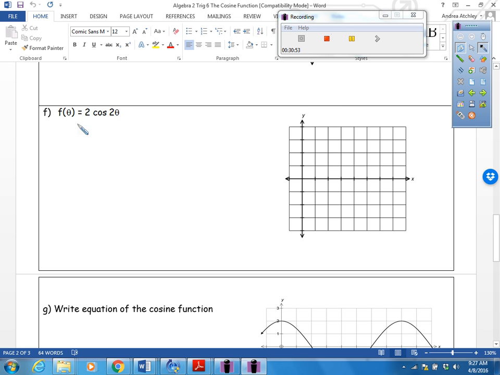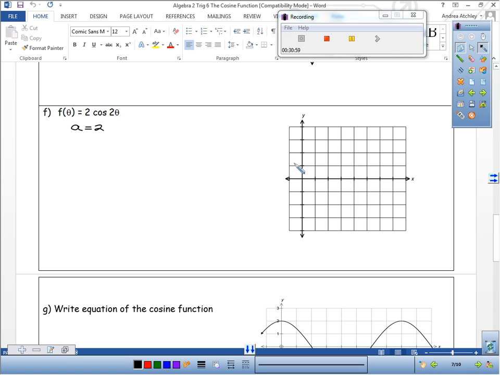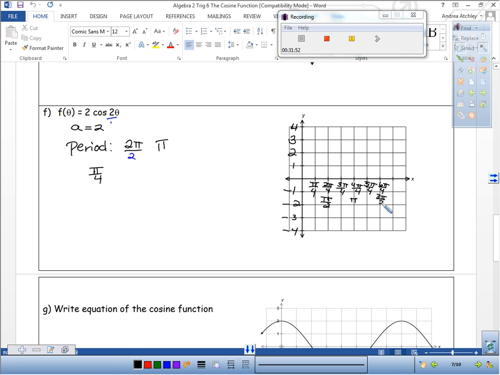Okay, so we have our amplitude being 2. 1, 2, 3, 4, negative 1, negative 2, negative 3, negative 4. Okay, then the period would be 2 pi divided by the b value, which was 2, which was pi. So then we're going to count by pi over 4, because we have to divide the period by 4. So this is pi over 4. This is 2 pi over 4, which is pi over 2. This is 3 pi over 4. This is 4 pi over 4, which is pi. 5 pi over 4, 6 pi over 4, which is 3 pi over 2. 7 pi over 4, 8 pi over 4, which is 2 pi.